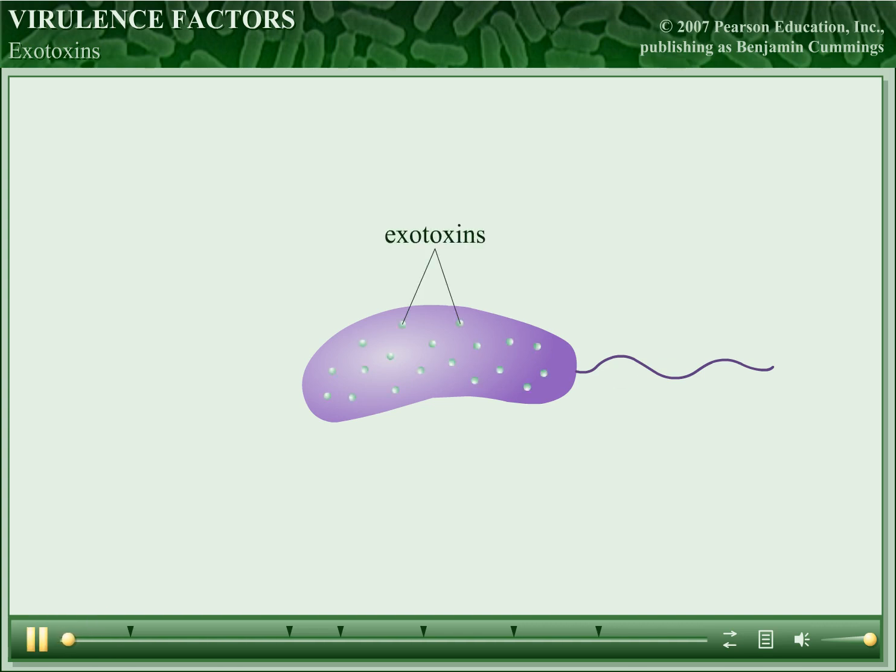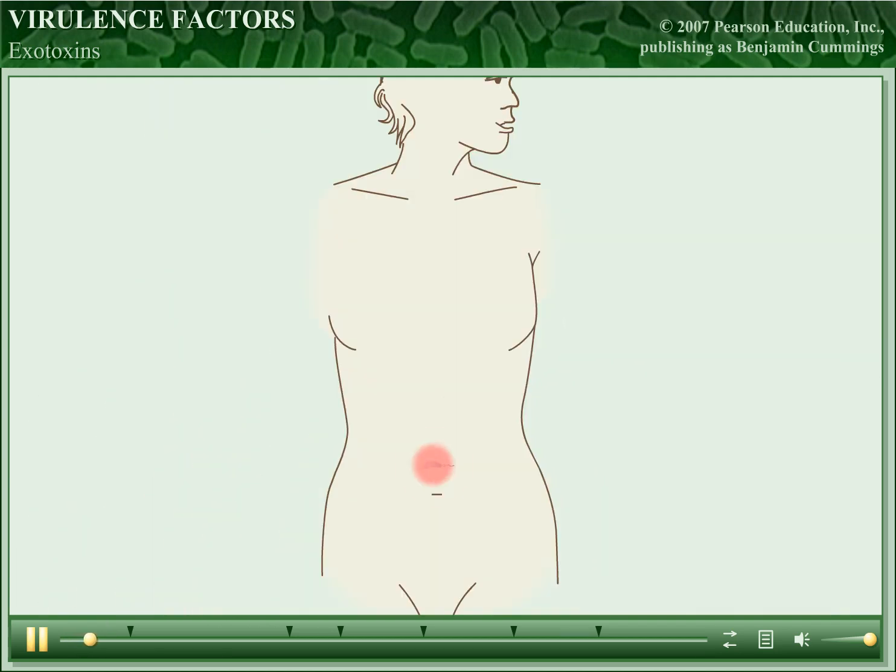Exotoxins are bacterial proteins that are secreted by a living bacterium into its surroundings. In a host, these exotoxins circulate and cause damage to host cells in various ways. Exotoxins can cause severe damage or death at very low concentrations. Exotoxins can be classified in different ways.